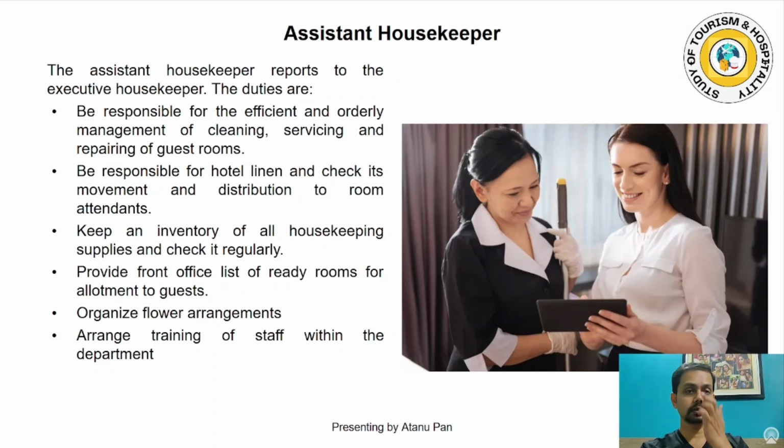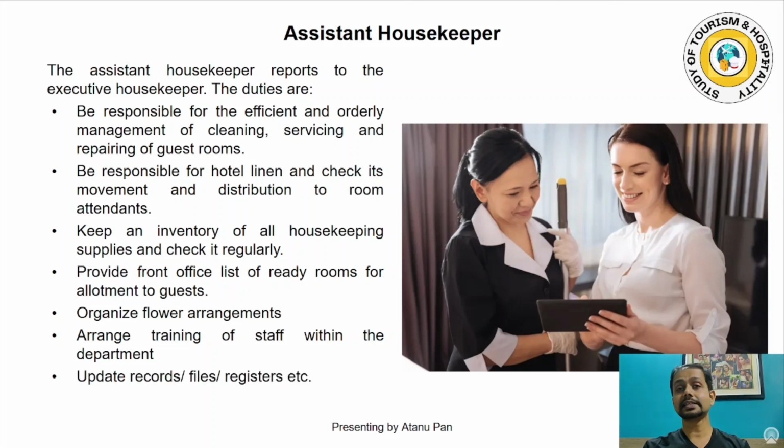Next, arrange training of staff within the department. This is also the same thing, as the assistant housekeeper is closer to the staff, so he or she knows the staff better than the middle level or the top level management. Okay, so the assistant housekeeper is arranging those types of training.